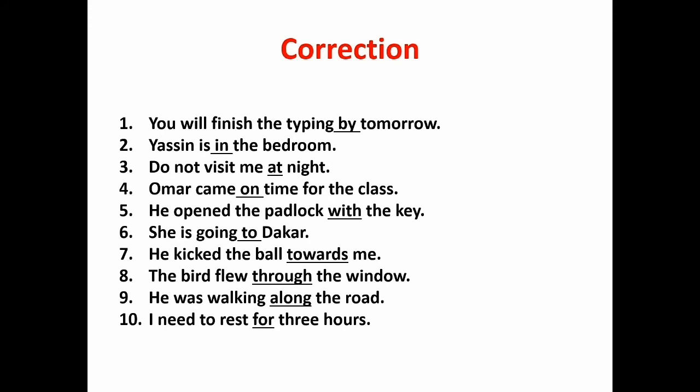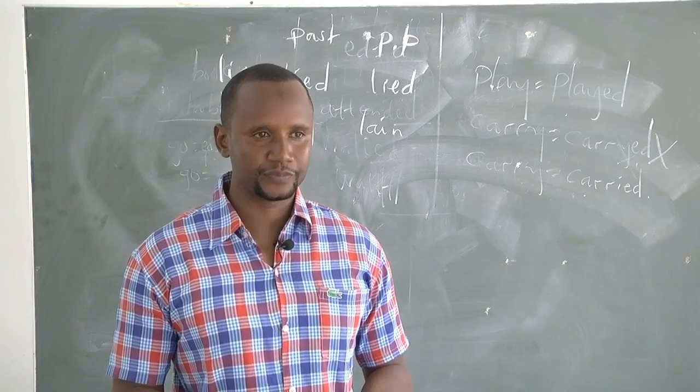Number 8, the bird flew through the window. Through is the preposition there. Number 9, he was walking along the road. Along is the preposition there. Number 10, I need to rest for 3 hours. For is the preposition there.